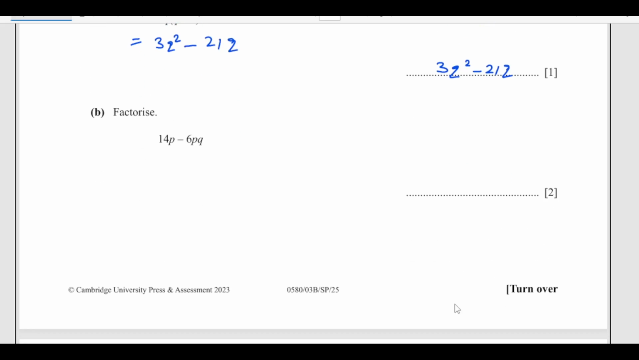Part B, factorize. So we are looking for the common thing. One thing we can easily see, p is common and these two are multiples of 2. So 2 will be common, 2p. So it is 7 minus 2 times 3q. So this is going to be, 2p, let me write it down, 2p into 7 minus 3q, right?